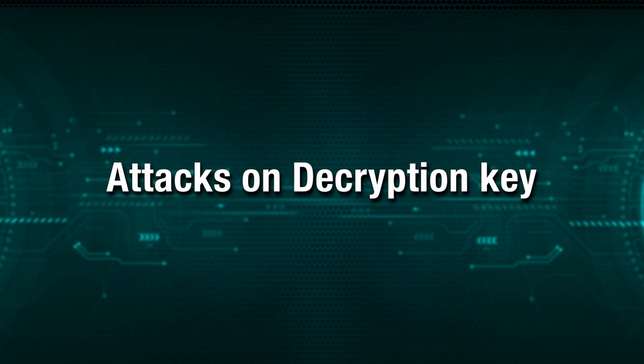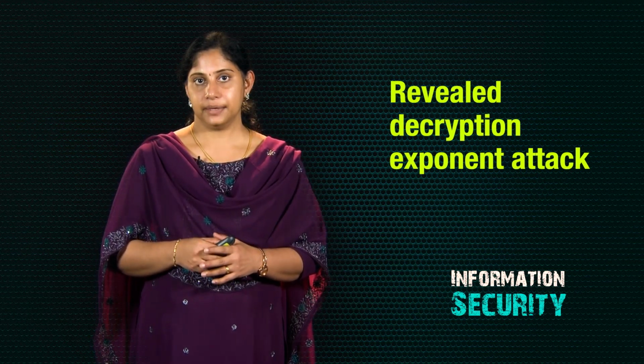Attacks on the decryption key. The attacks on the decryption key are as follows. Revealed decryption exponent attack. If the attacker can somehow learn the decryption key D, not only is the ciphertext produced by encryption, the plain text with the corresponding encryption key E, in danger, but even future messages are also vulnerable. To avoid this revealed decryption exponent attack, it is suggested that the sender uses new values for P, Q, N and E as well.